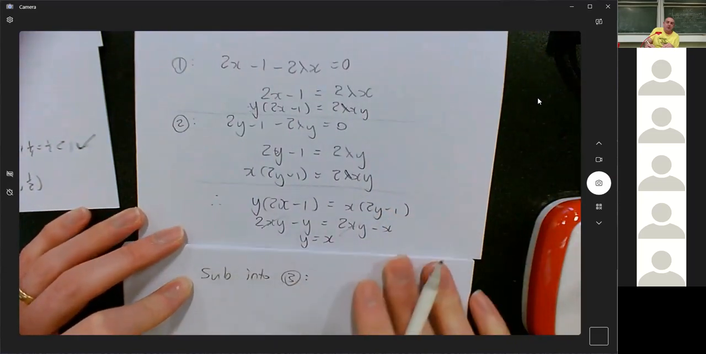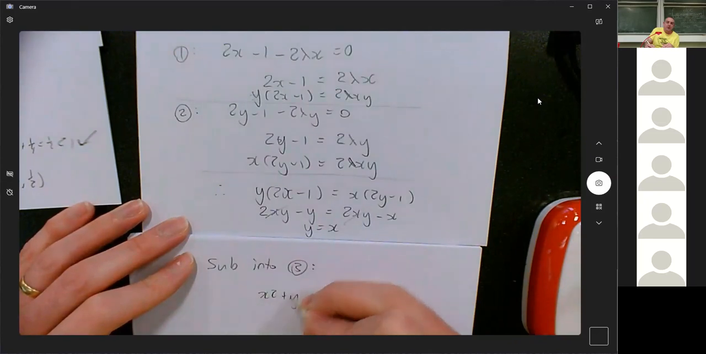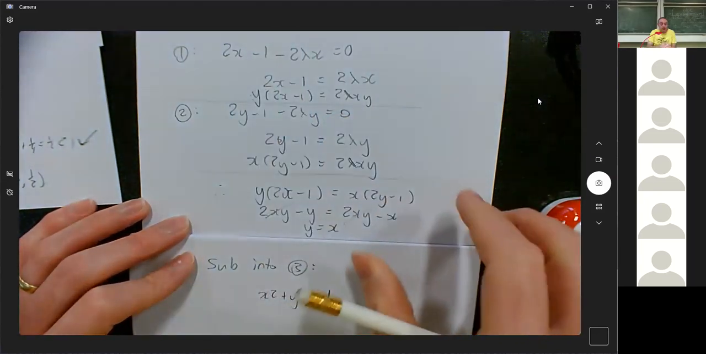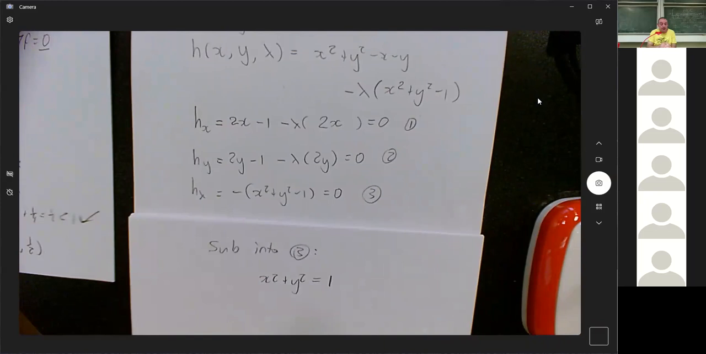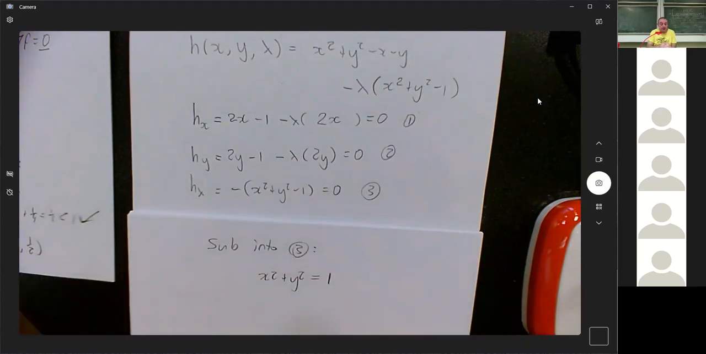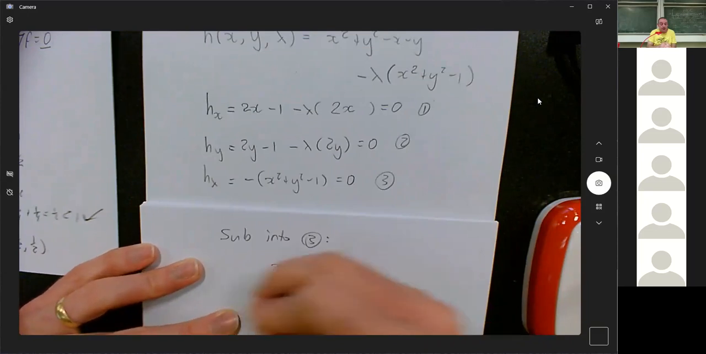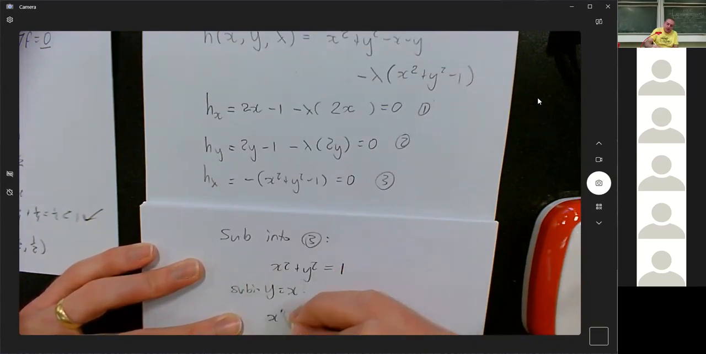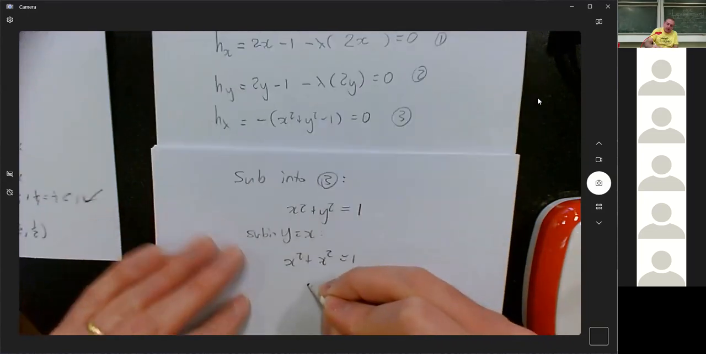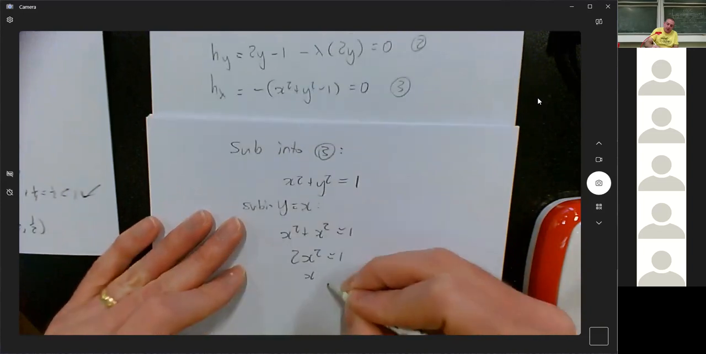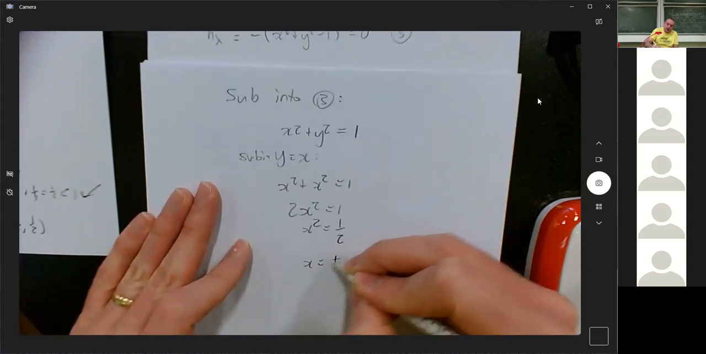So number 3: x squared plus y squared equals 1, because that's officially what number 3 was. It came from x squared plus y squared equals 1 to begin with, so I might as well put it back there. And y equals x. So x squared plus x squared is 1, so 2x squared is 1, so x squared is 1 on 2, so x is plus or minus 1 on root 2, and therefore y is also plus or minus 1 on root 2, because y is equal to x. So if x is 1 on root 2, y is also 1 on root 2, and if x is minus 1 on root 2, y is also minus 1 on root 2. So now I have 3 points.